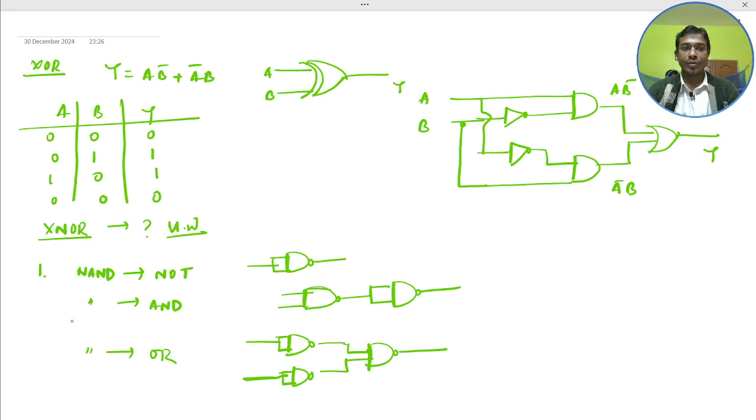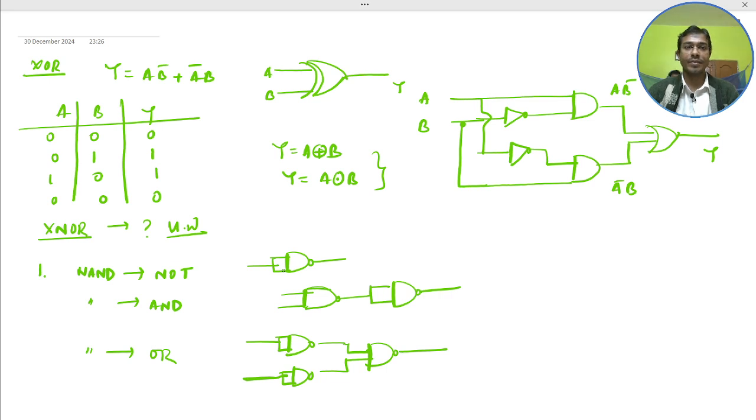So you just now do the XNOR gate in your homework. Here the XOR is the operation Y equals A XOR B, and the XNOR is A XNOR B. These are two operations.